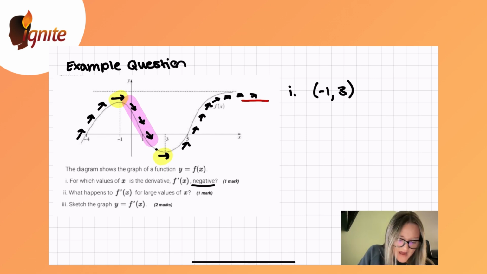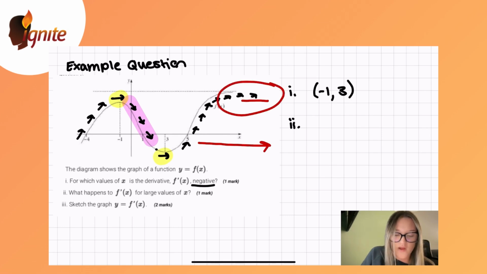If we have a look at part II next, it says, what happens to f dash of x for larger values of x? So as x is increasing here, what is happening to my f dash of x? So I'm having a look at what is happening to my arrows. We said that my arrows become flatter and flatter. We know that as a gradient becomes flatter and flatter, it's approaching 0. So we know that my f dash of x approaches 0. But it never quite gets there because it can't actually cross that x-axis, that asymptote.